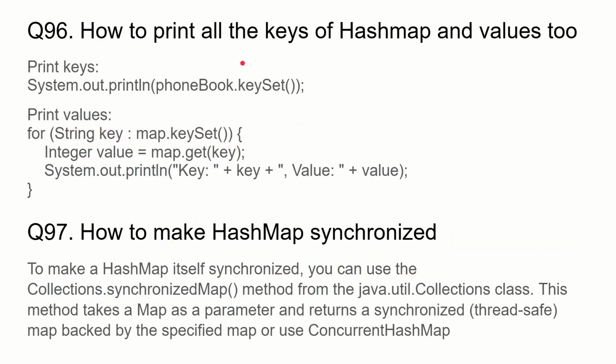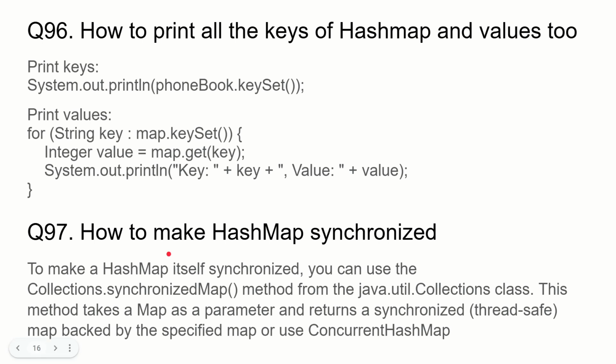Now this is one basic question which might be asked. How to print all the keys and values of HashMap? We can directly use the keySet method on the HashMap object. It will return the set of all the keys, and to print the values we can use the enhanced for loop, and we can directly use the get method to get the value and then print it.